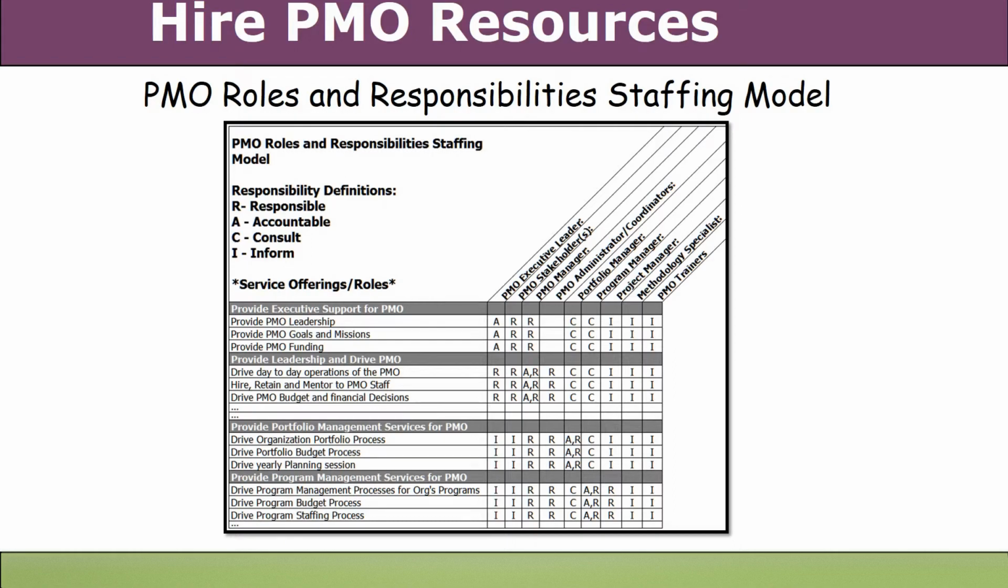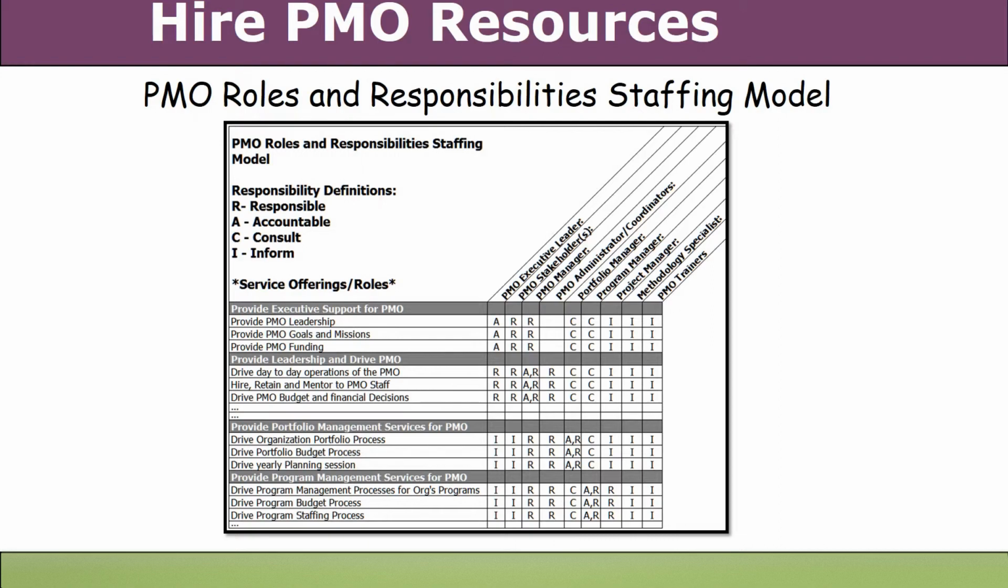Here's a great tool I strongly suggest you use. It's the PMO Roles and Responsibilities Staffing Model. What you see down the side are the specific service offerings: provide executive support, provide leadership, provide portfolio management. To the side, you see the executive leader, the PMO manager, the portfolio manager. These are the various roles you're going to have in your PMO, and then you'll see, like a RACI, responsibility, accountability, consulted, and informed, you fill those in.